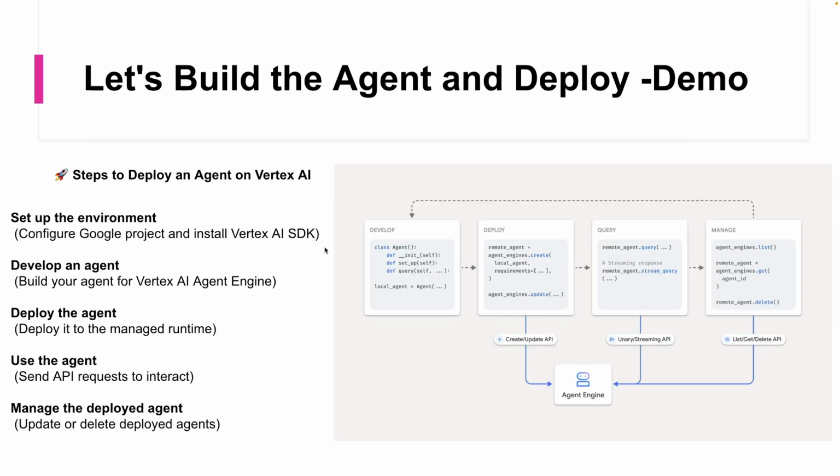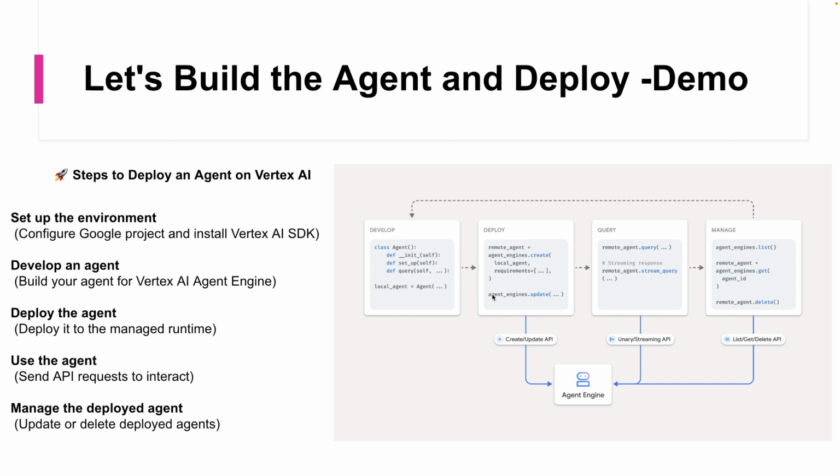Now let's build the agent and deploy. How do you deploy an agent on Vertex AI or Agent Engine? You first set up the environment, which we have already set up. We need to configure the Google Cloud Project and install the Vertex AI SDK. Then you develop an agent. Basically, we will build the agent like we built it before. You can build your agent using ADK, LangChain, CrewAI or any sort of framework. So that's why we call it develop.